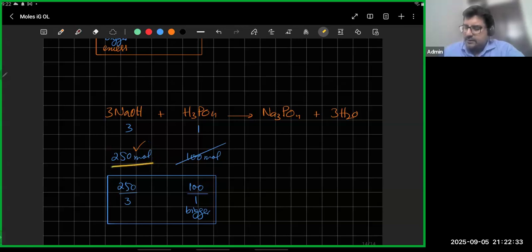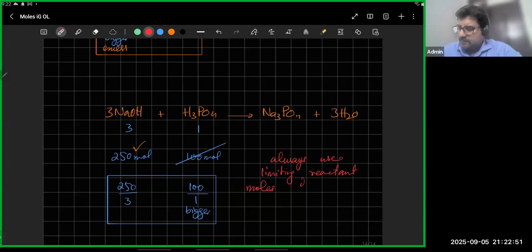So the point is you always use limiting reactant moles for calculation. You're always going to use those. Which in our case is this.